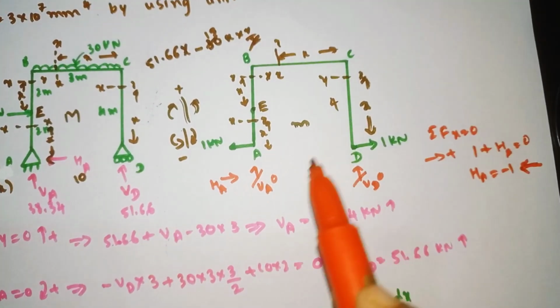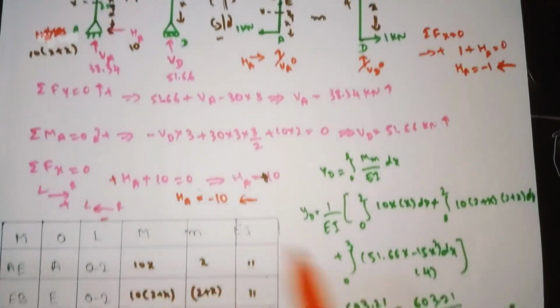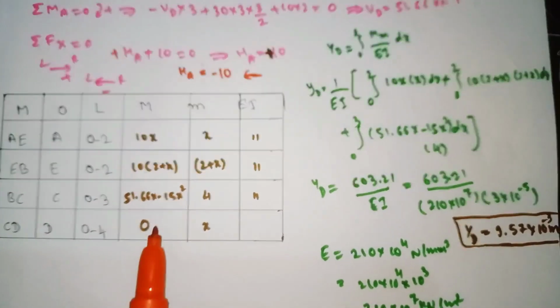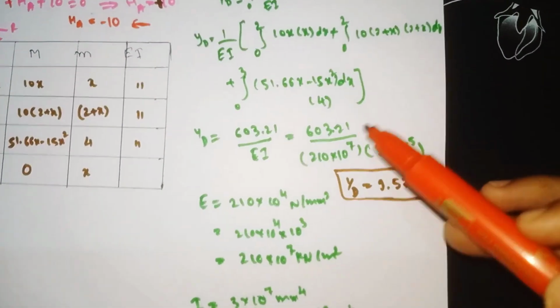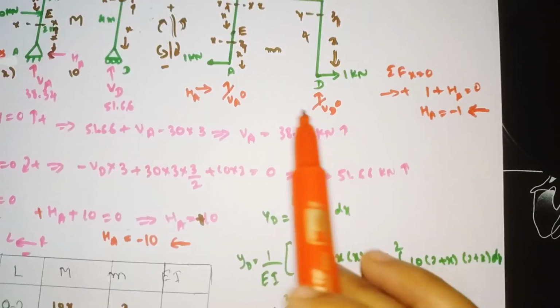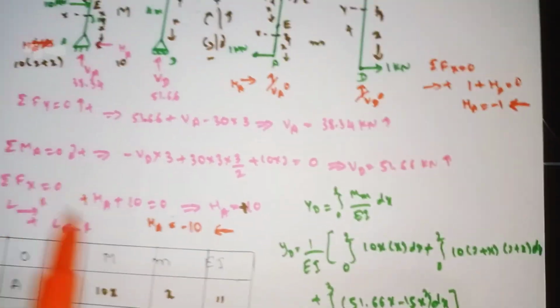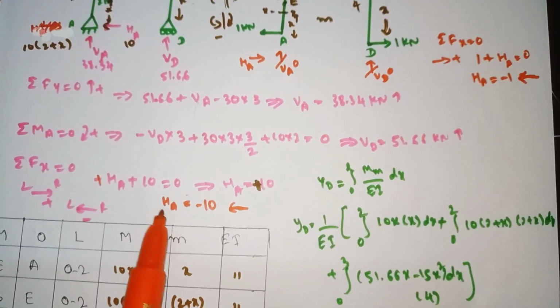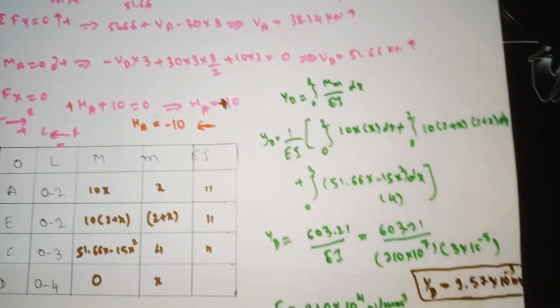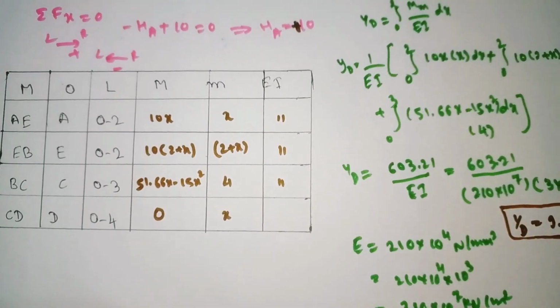So after finding the reaction also, the solution remains the same. Whatever table we have calculated remains the same, and this calculation also remains the same. Everything will be the same, nothing will change. After finding the reaction of this support and changing HA to minus 10, everything will be the same. Don't get confused here. So here our deflection problem ends.